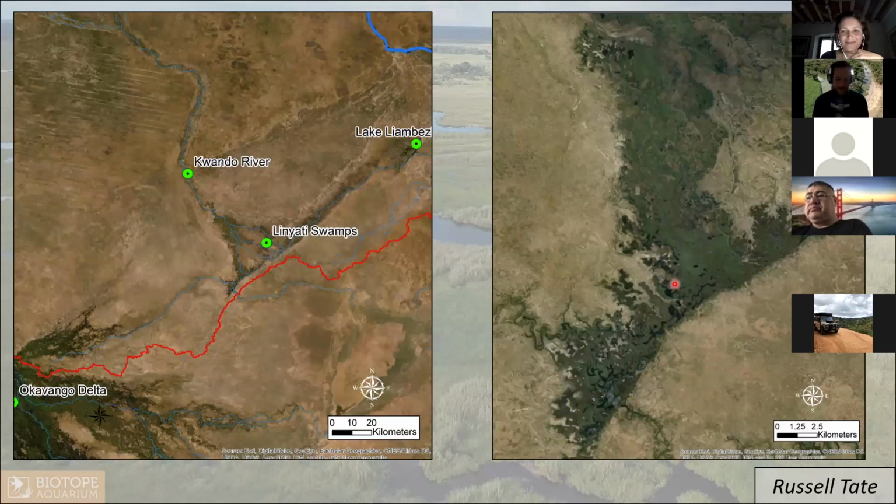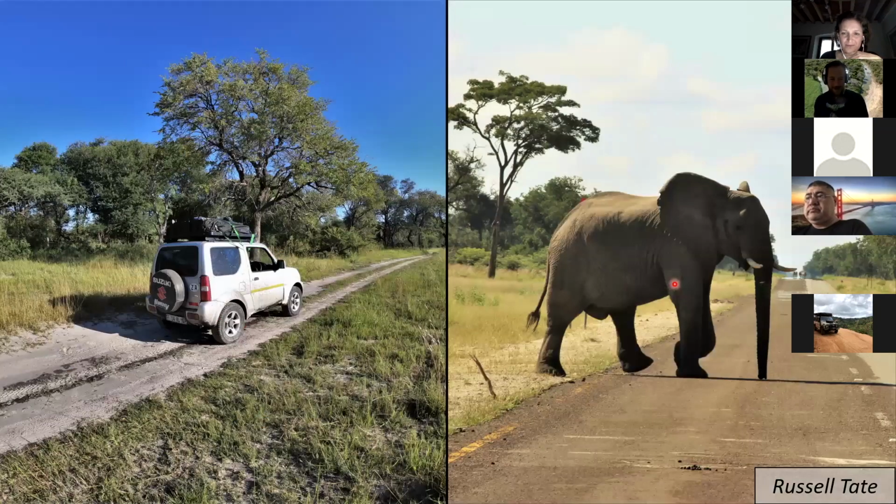So this is typically how we get around. We drive up from South Africa. It's about a 2-day drive to get up here, and you need a 4x4. I know the Jimny's small, but it's quite a capable little vehicle. We haven't had too many issues yet, and yeah, this is a wild area.